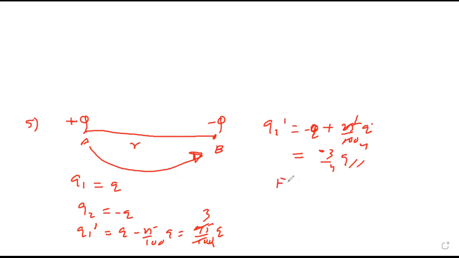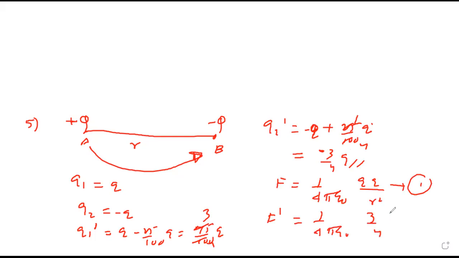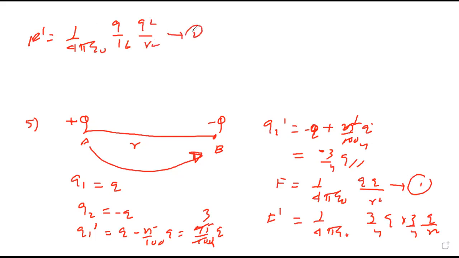So now my first force F is 1 upon 4 pi epsilon naught QQ upon R square, equation 1. And new force F dash will be 1 upon 4 pi epsilon naught 3 by 4 Q into 3 by 4 Q upon R square. Therefore, F dash equals 1 upon 4 pi epsilon naught 3 into 3, 9 upon 16 Q square by R square, equation 2.